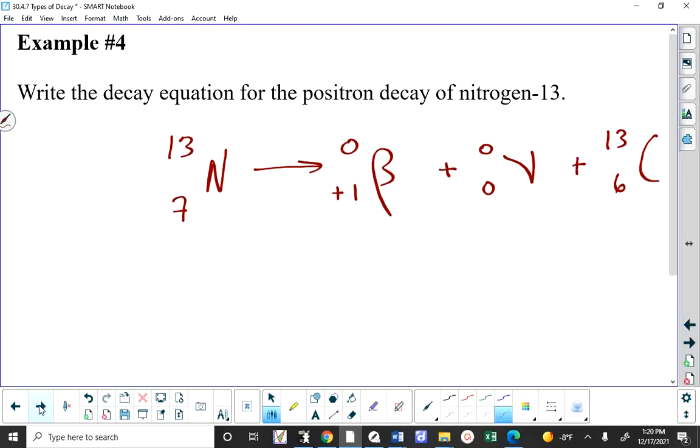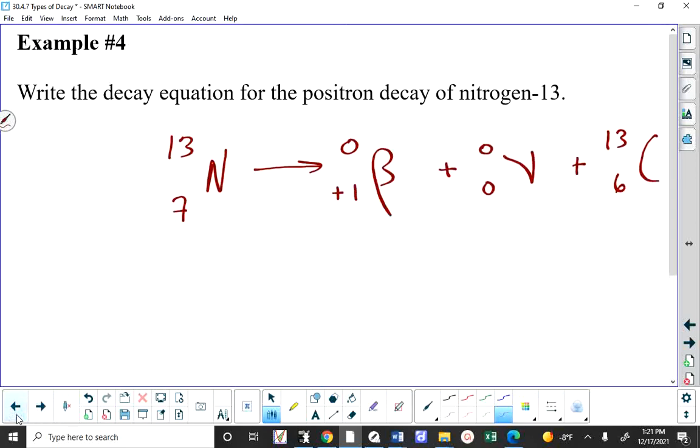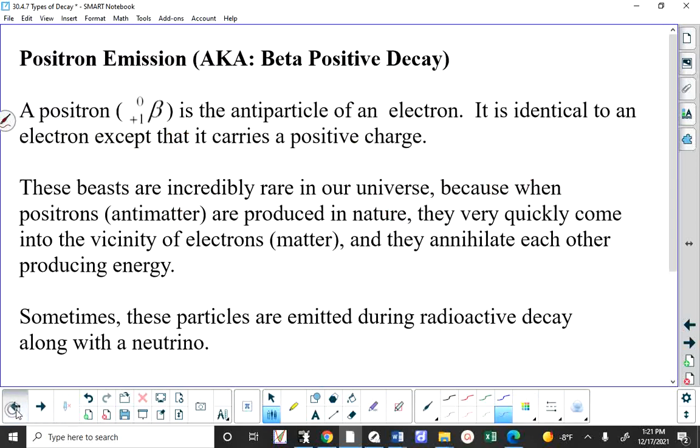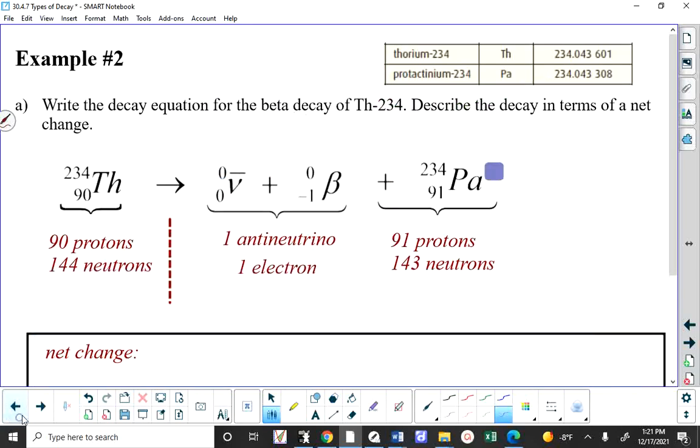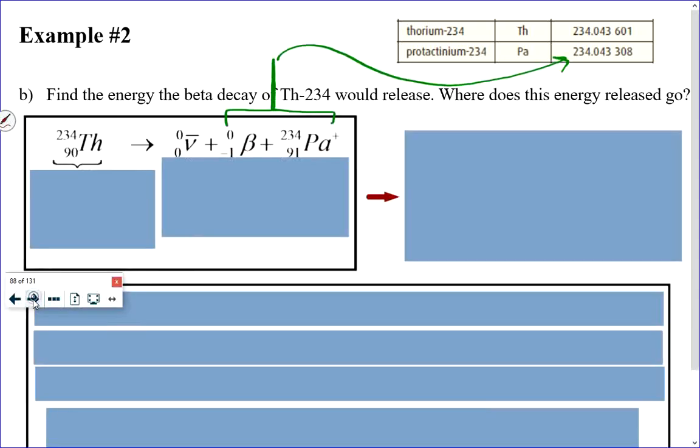Now, I don't believe I put it in your notes in this example. Does it say, describe the net change that occurs? Oh, it does. For some reason, I don't have it here. I'm not sure why that is. So we're going to do the same thing here that we did back here when we were dealing with beta decay. Remember, we counted all the protons and neutrons before and after, and we compared them.